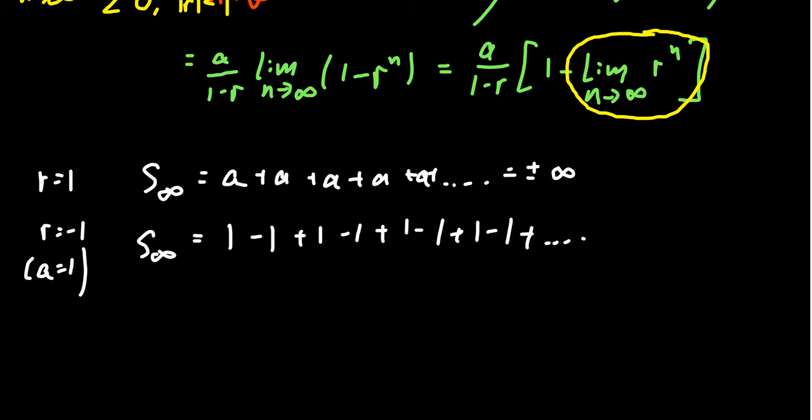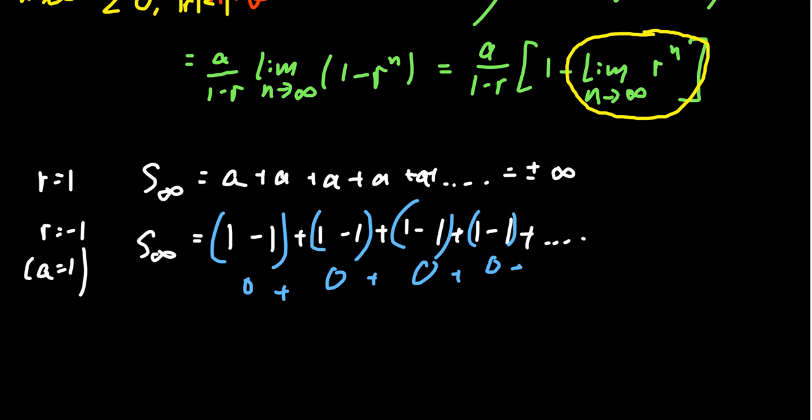Because some people are of the following mindset: oh, I see what's going on here. If I take 1 minus 1, that's a 0. 1 minus 1, that's a 0. 1 minus 1, that's a 0. If you have an infinite number of zeros, that adds up to be 0. So this thing is convergent to 0, right? Wrong. Let me show you one slight modification of this.